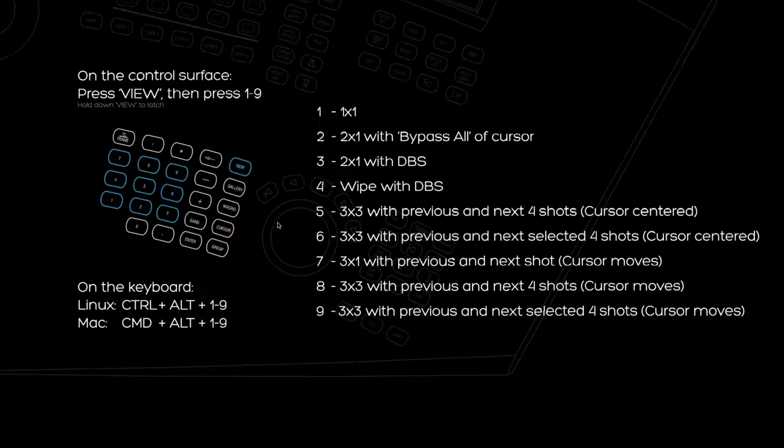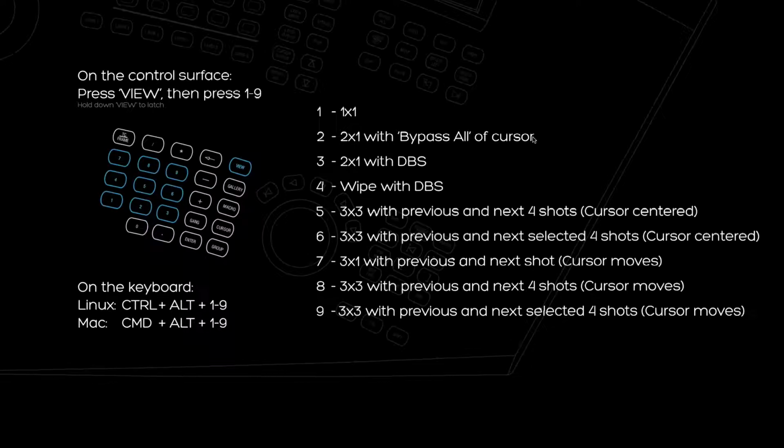And so what are the different view modes that we have available? I made a quick list here. So if we go to view one, then we go back to normal 1x1 cursor. Instead of hitting view 1, a quicker way is just hitting the 1x1 key, or on the keyboard, just hit F1.